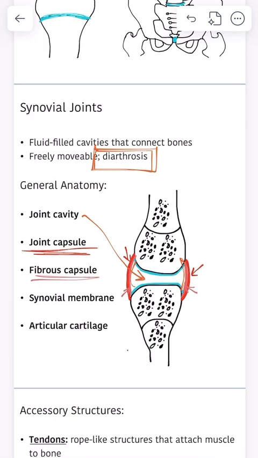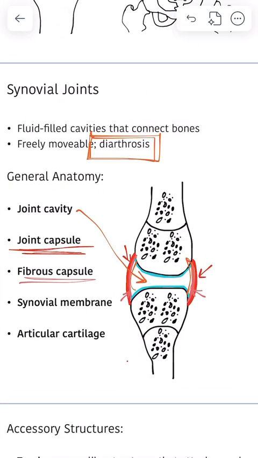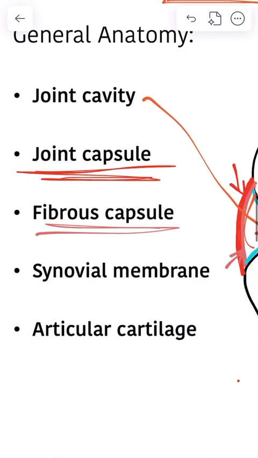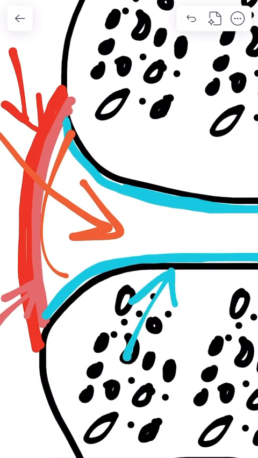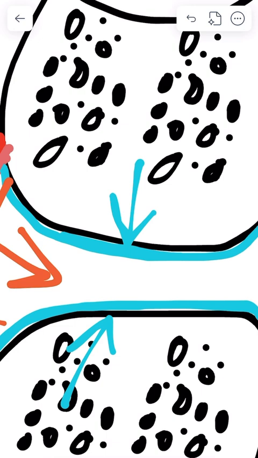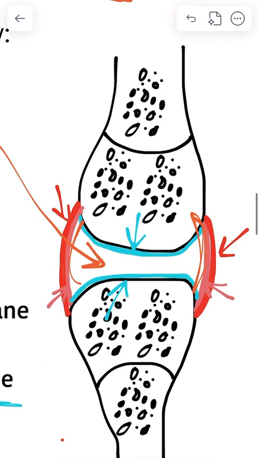The last thing is articular cartilage. Articular cartilage is located on the sides of the bone that face each other, which are made of hyaline cartilage to reduce friction. That articular cartilage is this blue line. So again, it is facing each other with those bones in the case that these two collide to reduce that friction.